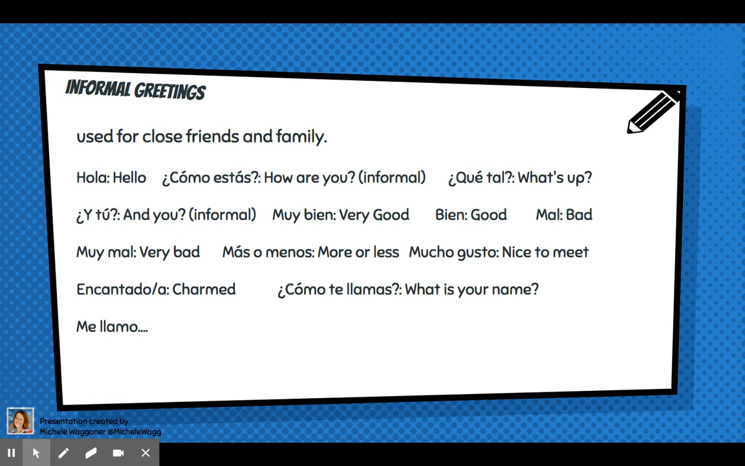Mucho gusto, nice to meet you. You can use it for both formal and informal. Encantado, you also use this for formal and informal, which is charmed. ¿Cómo te llamas? What is your name? Okay, so just remember that when you're doing formal, it is with usted, and when you're using informal, it is the tú form.